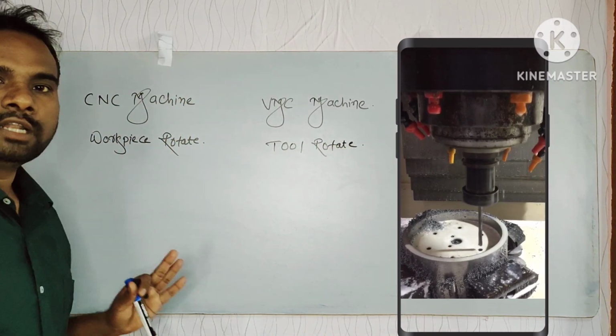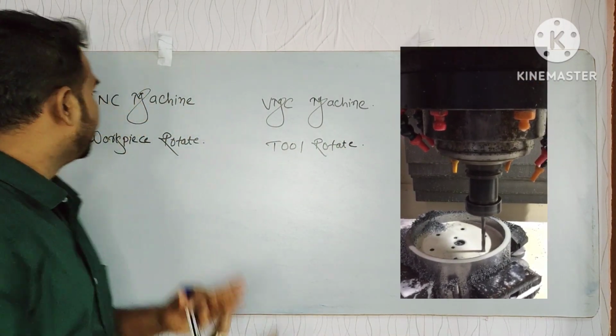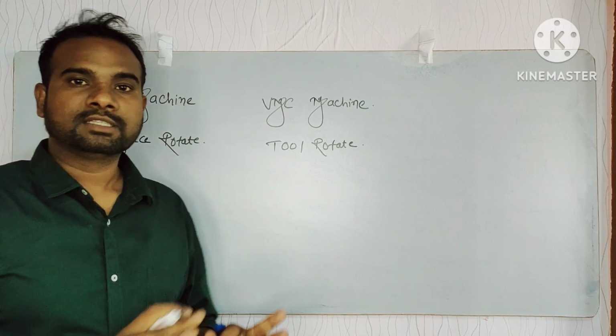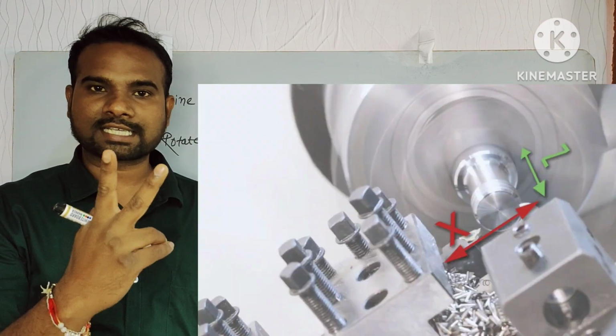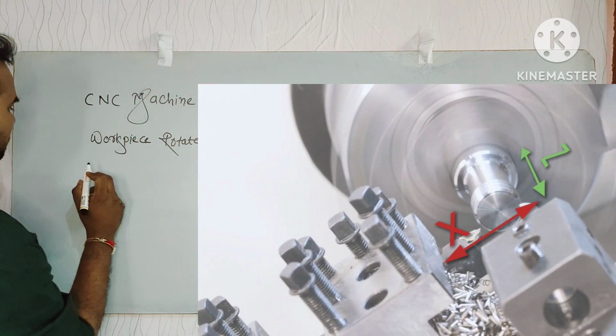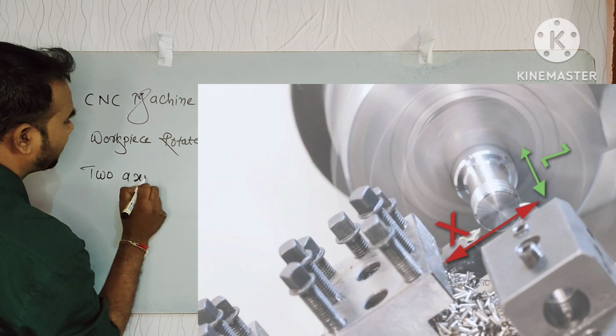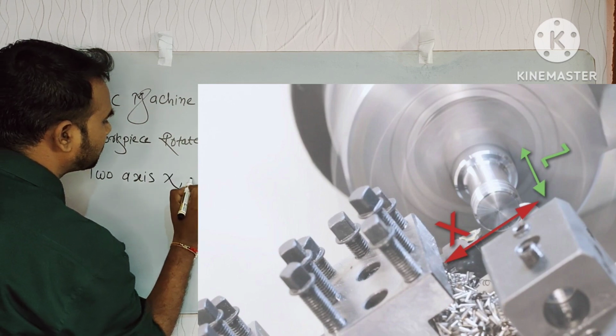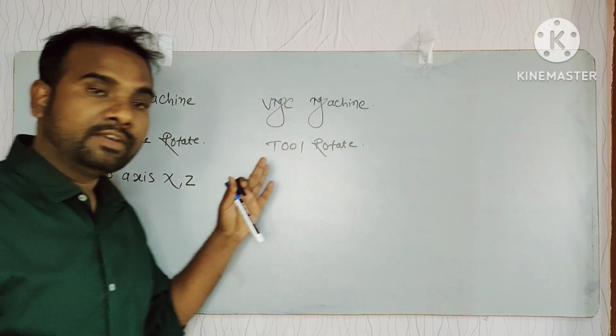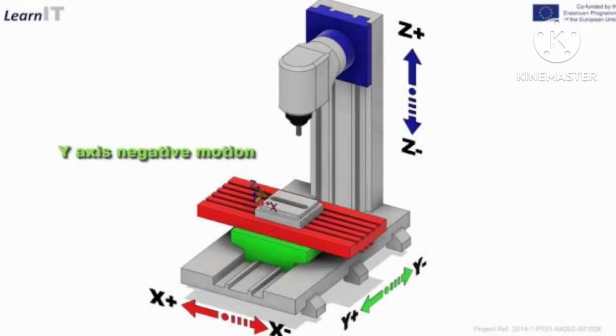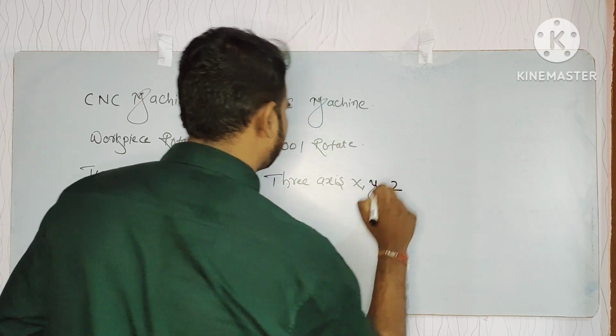Okay, now the second difference is, in CNC machine there are only two axes, X axis and Z axis. But in VMC machine there are three axes, X, Y, Z. Three axes.